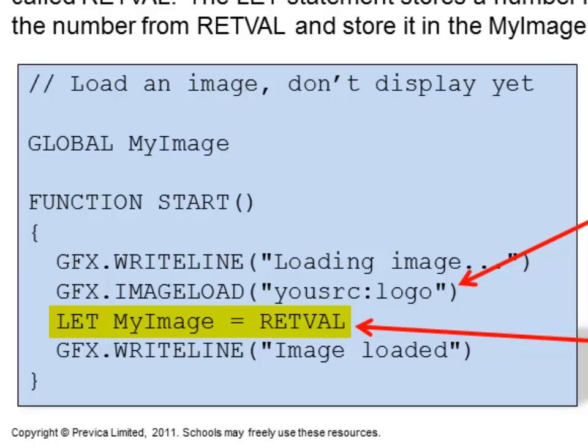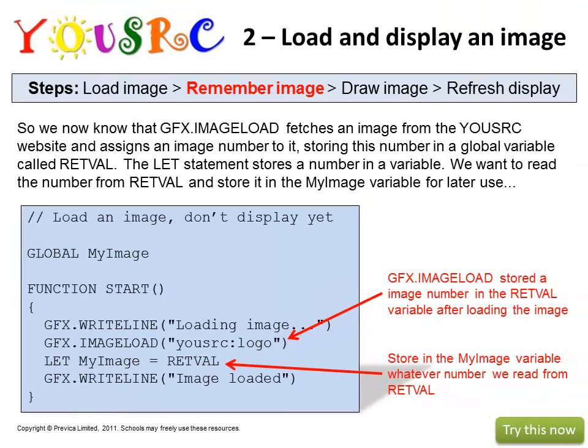The line let myImage equal retval fetches the value stored in retval and stores the same value in the myImage variable. In our shoebox analogy, it's like looking in the retval shoebox, reading what's on the paper written inside, writing the same number on a new piece of paper, and putting that piece of paper in the myImage shoebox. Let's see this in the browser.